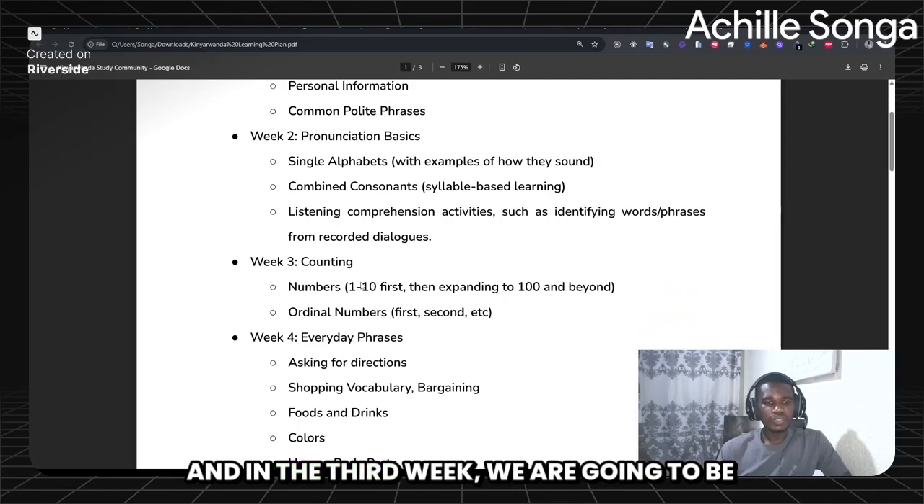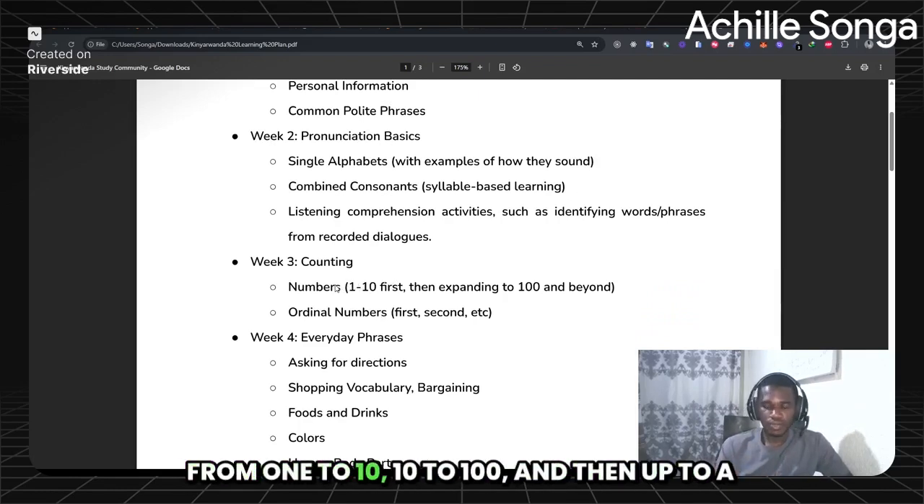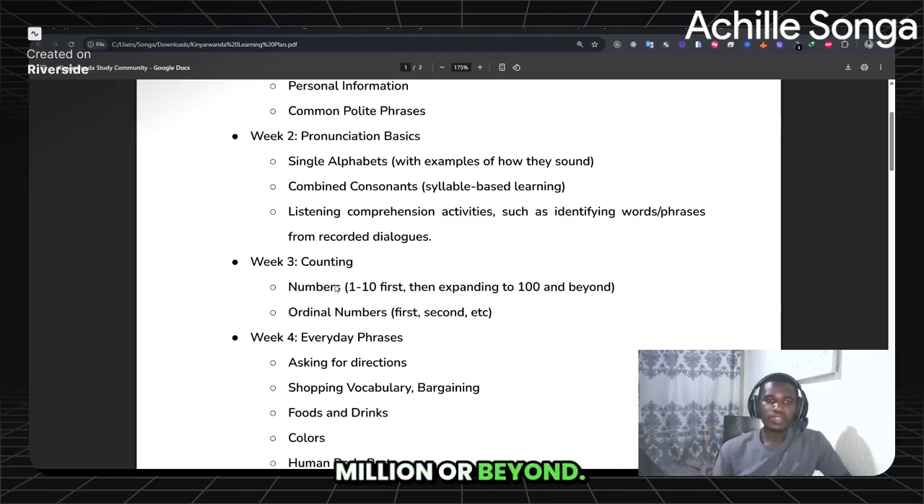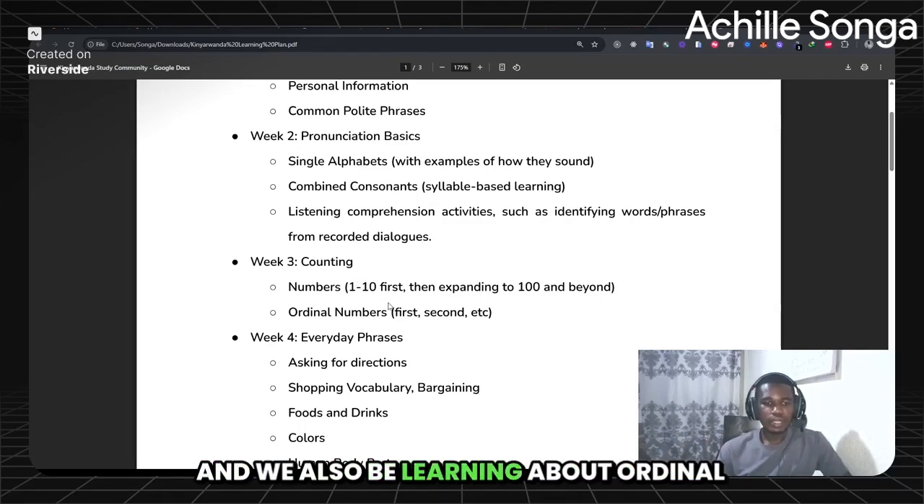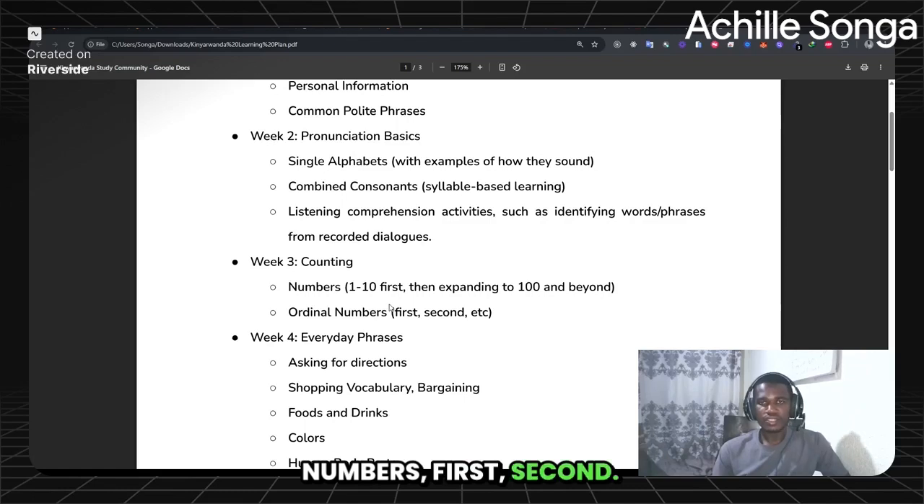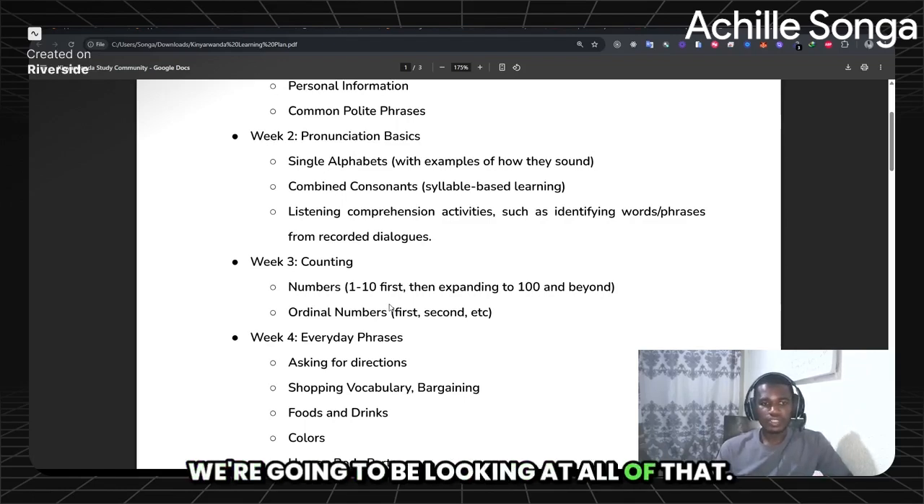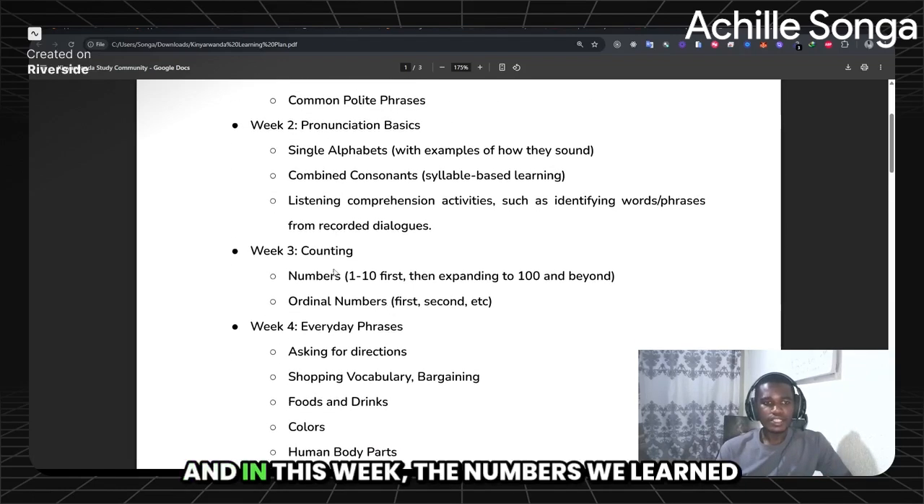And in the third week, we're going to be learning how to count. We're going to be learning how to count from 1 to 10, 10 to 100, and then up to 1,000,000 or beyond. And we will also be learning about ordinal numbers, first, second. We're going to be looking at all of that. And in this week, the counting numbers we learn are the ones you're going to be using during the rest of the course.